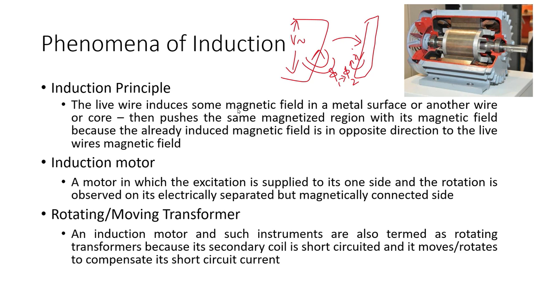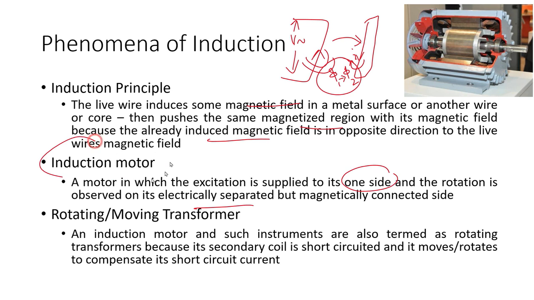So the live wire induces some magnetic field in the metal surface or another wire or core, then pushes the same magnetized region with its magnetic field, because the already induced magnetic field is in the opposite direction. Thus we can now know about an induction motor: a motor in which the excitation is supplied to one side and the rotation is observed on its other side, which is electrically separated but magnetically connected, so only fluxes interact. This is also known as a rotating transformer.